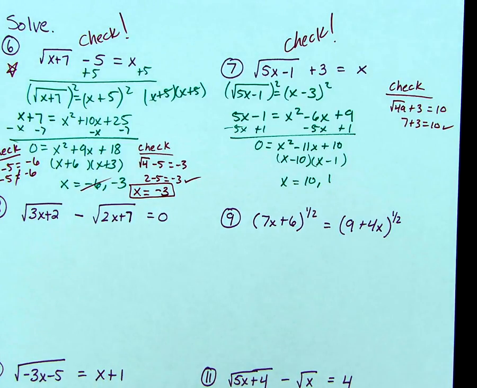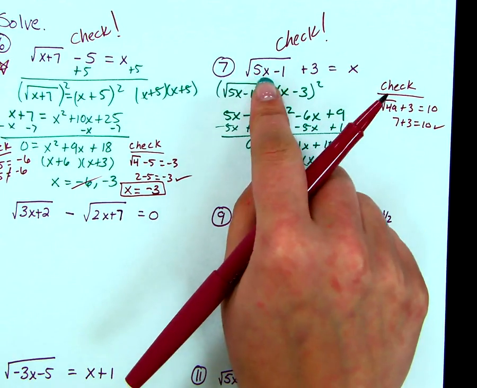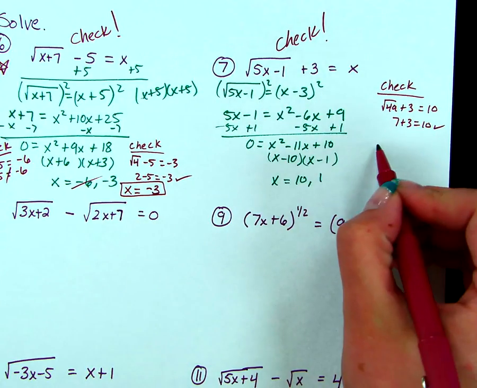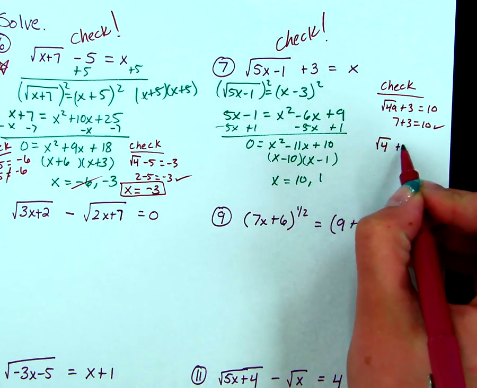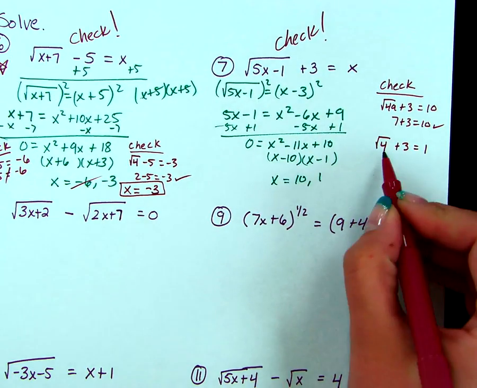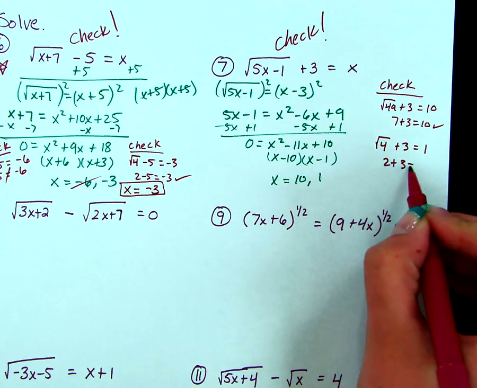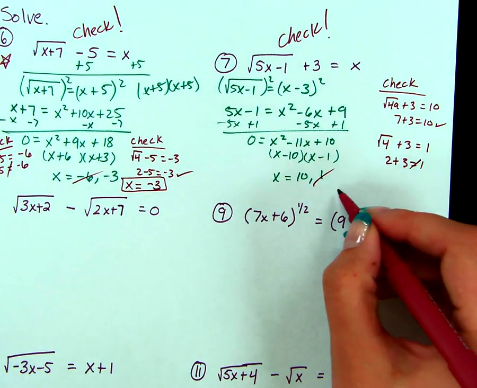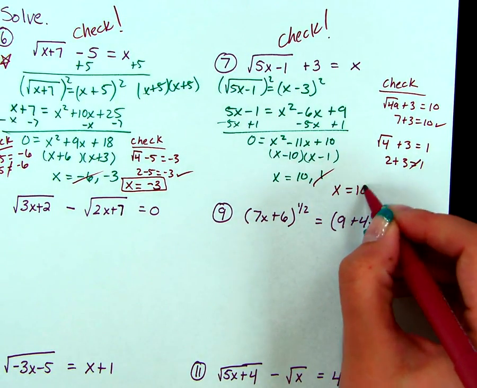And then we have to check 1. 5 times 1 is 5, minus 1 is 4. So the square root of 4 plus 3 equals 1. This is 2 plus 3 equals 1, which is not true. So 1 is an extraneous solution. The only answer to this problem is x equals 10.